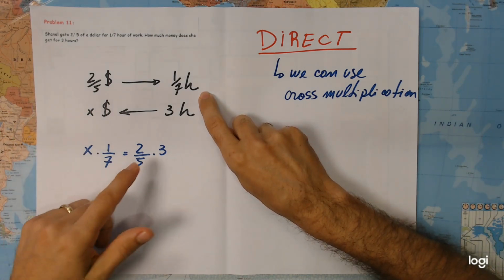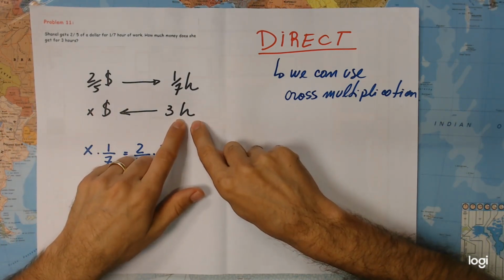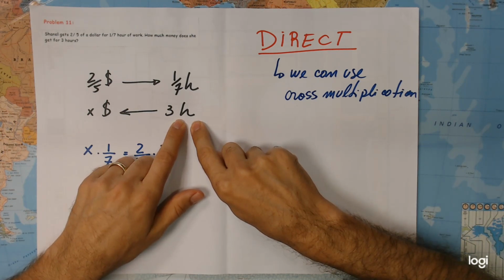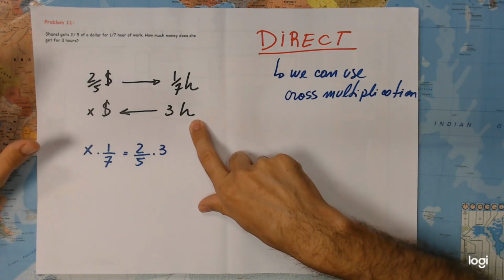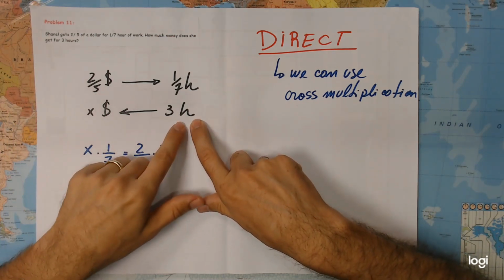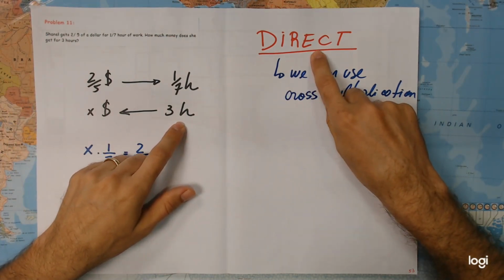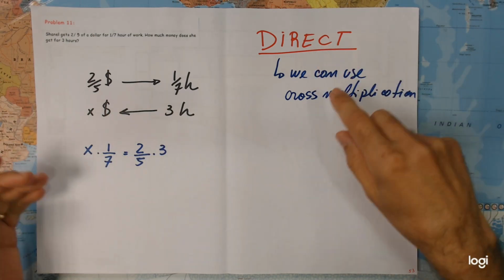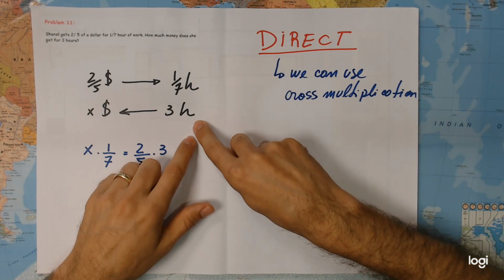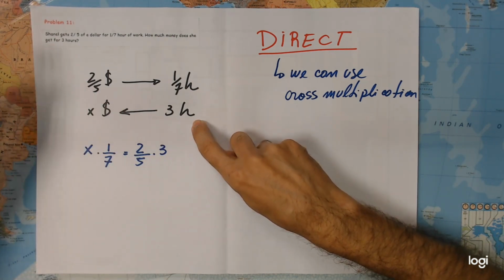Now, what is going to happen if we just have 3 hours of work? How much are we going to get? Okay? The first step is done. Now we can realize it is a direct proportion problem. Why? Because the more we work, the more we are going to receive.